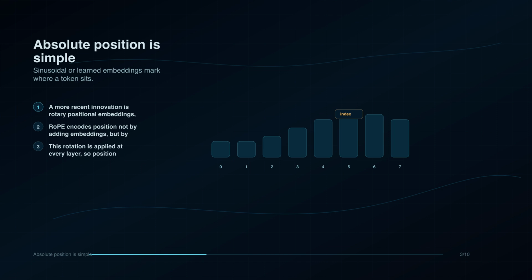RoPE has become the dominant positional encoding scheme in modern transformers. Models like Llama, PaLM, and many others use RoPE because it's effective, efficient, and generalizes well.